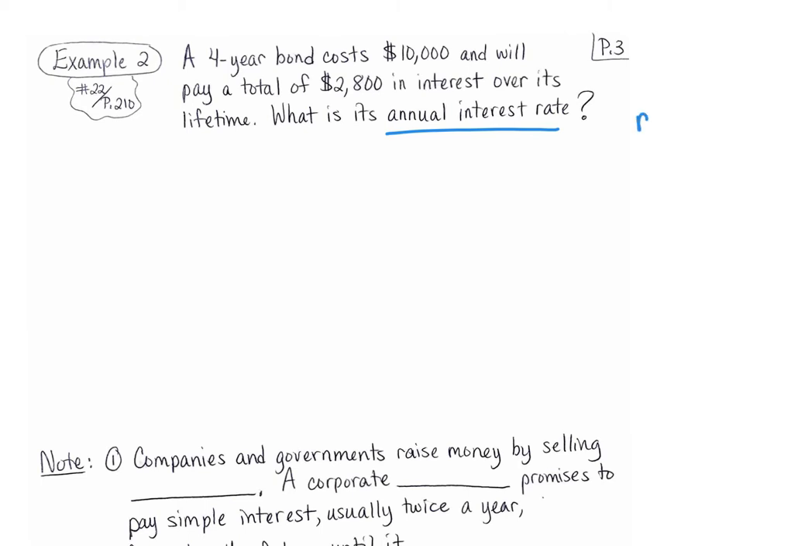So let's figure out what we have or identify what we have. Well, we know that it says it pays a total of $2,800 in interest. So that means that we know that I is equal to 2,800. We also know that a 4-year bond costs $10,000. So we know that P is equal to $10,000. And we know that it's a 4-year bond, so that means T is equal to 4. Okay, no conversions necessary because it's given to us in terms of years.